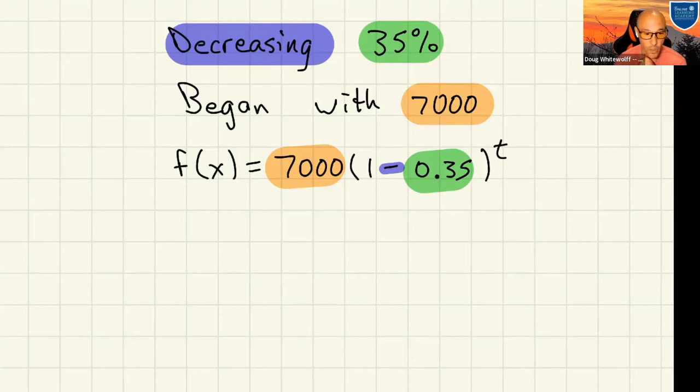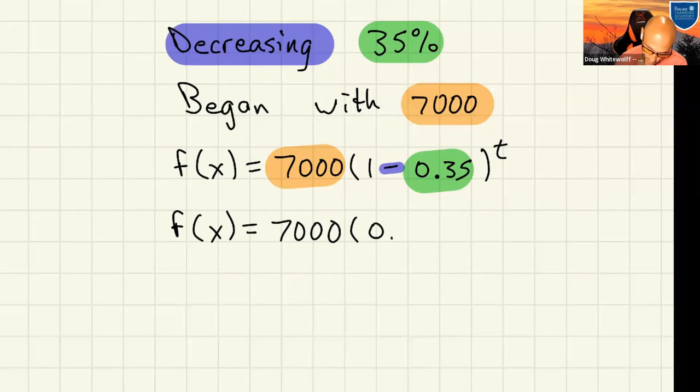Okay. So once we have that, we can rewrite it, of course, as, instead of 1 minus 0.35, we can have 0.65. And sometimes I'll put this 0 in front of the decimal. Sometimes I won't. Doesn't really matter. It's the same thing.